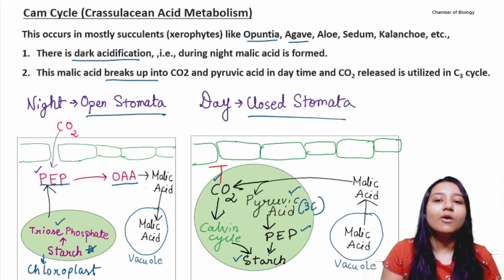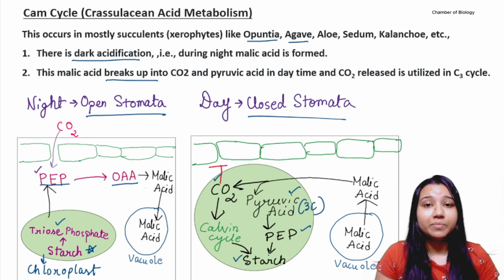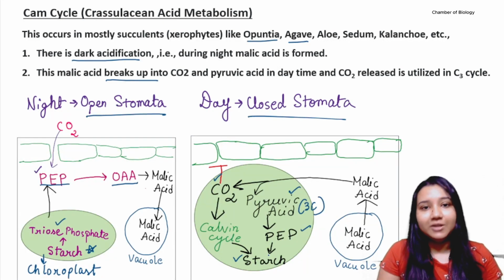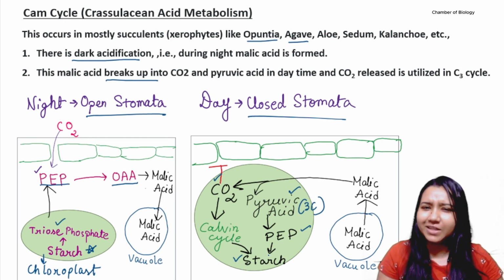So that is how we can see the CAM cycle is helping the xerophytes or the succulent plants to also perform the C3 cycle and form the starch as well. So these are certain ecological adaptations they also have. I hope all of you are clear about the C3 cycle, the C4 cycle and the CAM cycle. And one thing is very common, that is the C3 cycle is present in all of these with a little bit of modification.